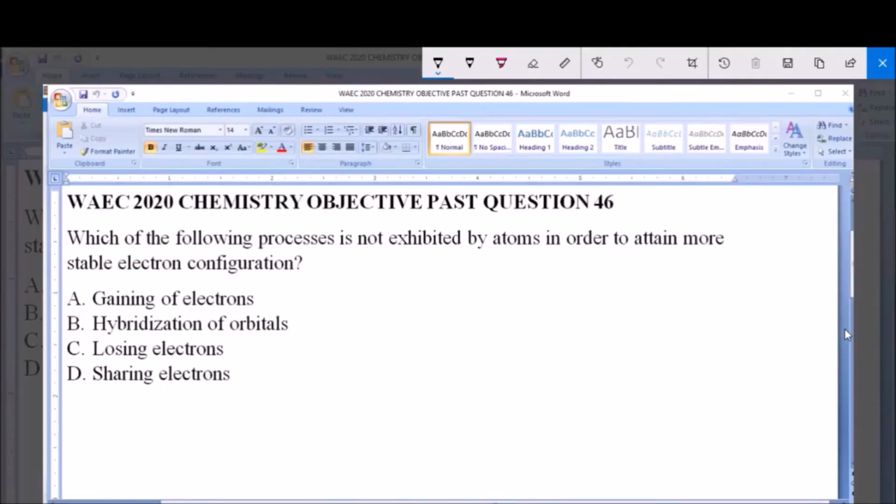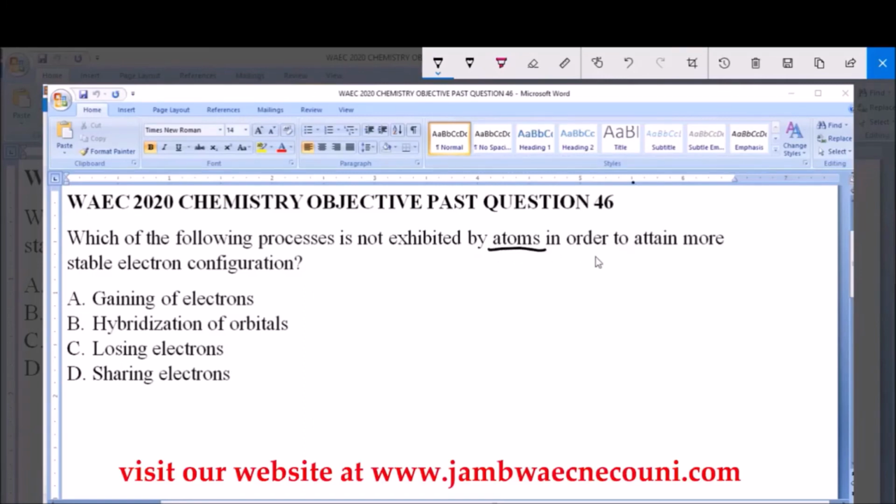Hello and welcome. I'm going to be answering WAEC 2020 Chemistry Objective Past Question 46. Which of the following processes is not exhibited by atoms in order to attain more stable electron configuration? A. Gaining of electrons. B. Hybridization of orbitals. C. Losing electrons. D. Sharing electrons. So now we are looking at various processes that atoms go through in order to attain stable electronic configuration.